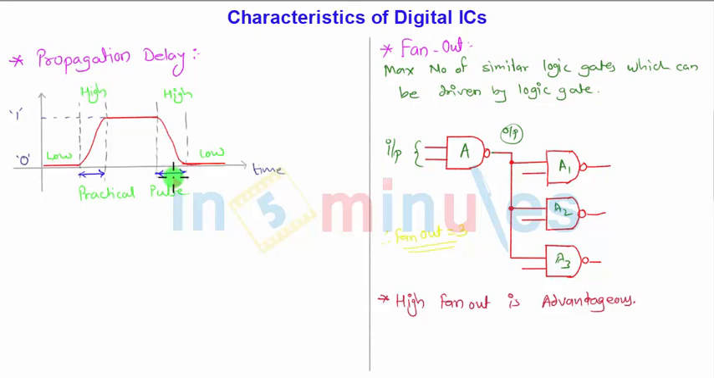Due to some practical issues it gets stretched, but besides this propagation delay there are many other factors which are affecting, such as power dissipation. So let us move to power dissipation. Power dissipation is nothing but the product of VCC and ICC, that is, the voltage supply of plus 5 volt DC and the current flowing through the circuit.